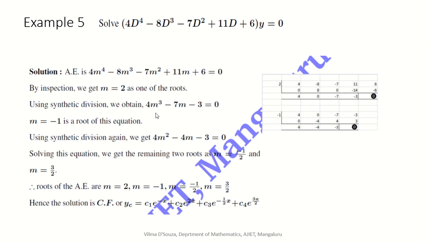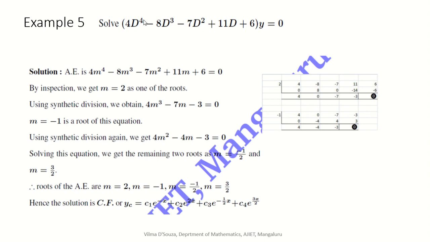After getting this equation, you need not go for synthetic division. Directly you can find the roots of this equation by using a calculator. You solve this equation using the calculator and you will get the roots as m is equal to minus 1, minus half and one more is 3 by 2. Already you have one root here, m equal to 2. So the roots are m equal to 2, minus 1, minus half, 3 by 2.